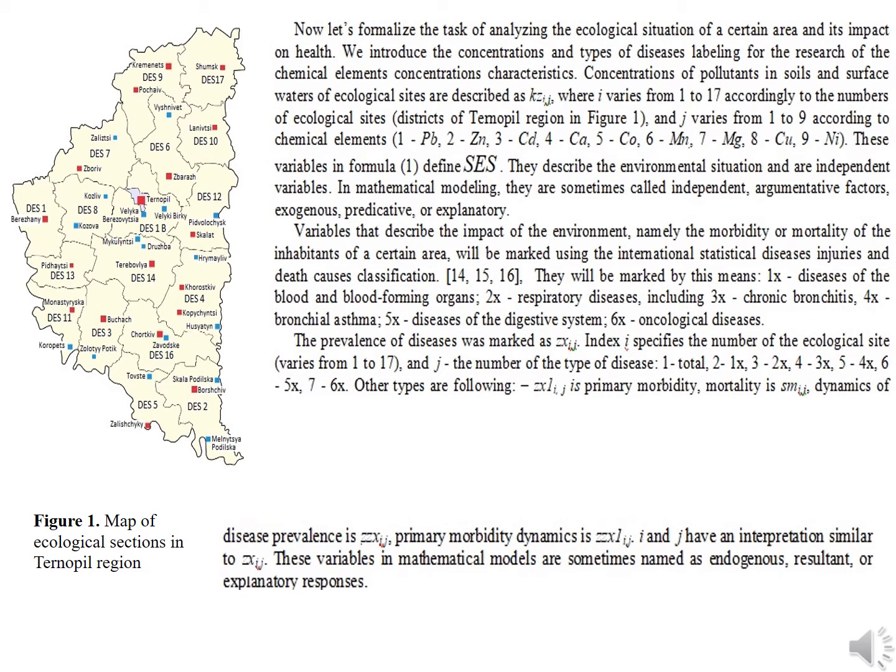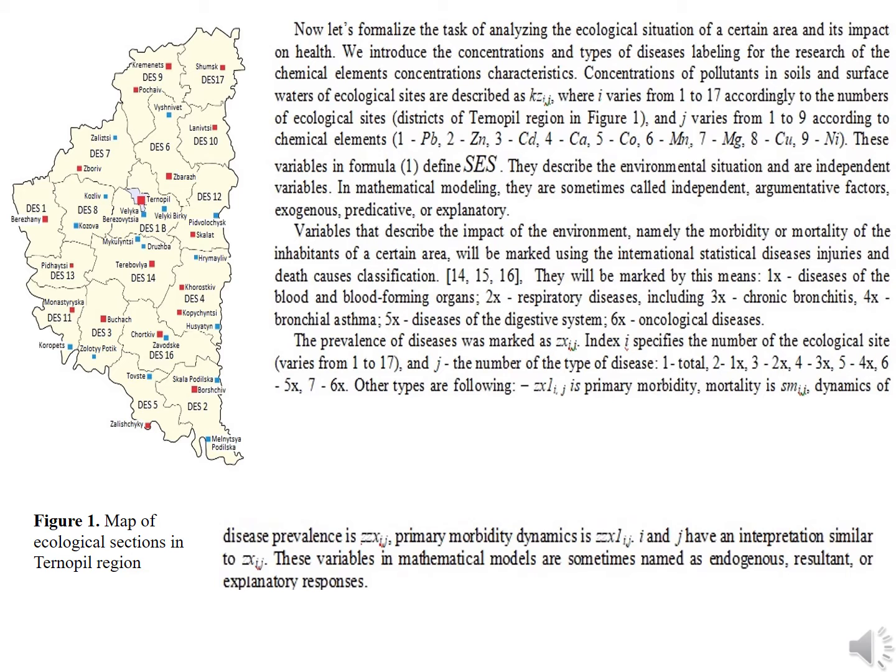Now let's formalize the task of analyzing the ecological situation of a certain area and its impact on health. We introduce the concentrations and types of diseases labeling for the research of the chemical elements' concentration characteristics. Concentrations of pollutants in soils and surface waters of ecological sites are described as KZ, where I varies from 1 to 17 according to the numbers of ecological sites, districts of Ternopil region in Figure 1. Figure 1 shows you the map of ecological sections in Ternopil region.